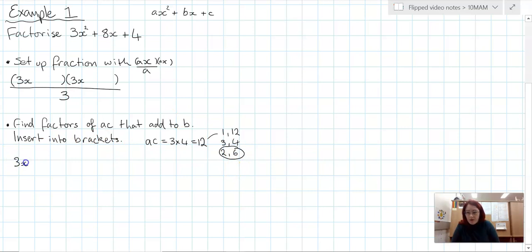So we would insert into our brackets 2 and 6, and then we've still got that over 3.